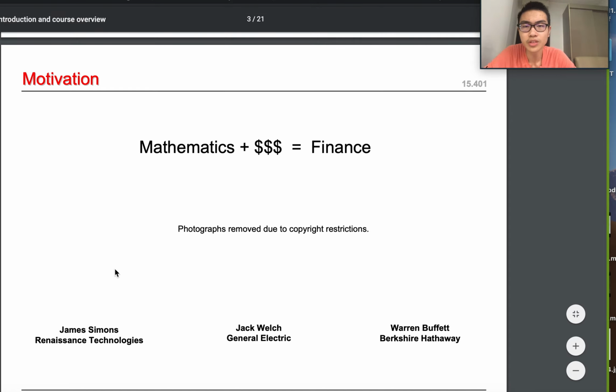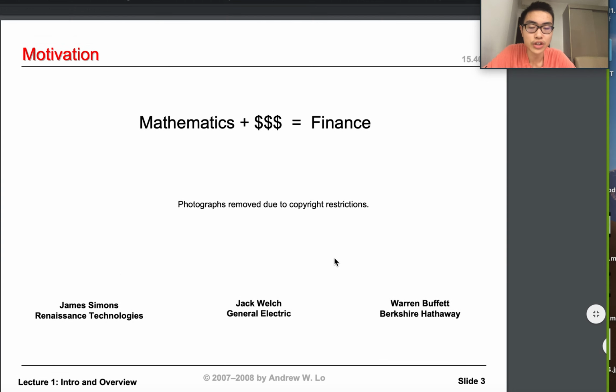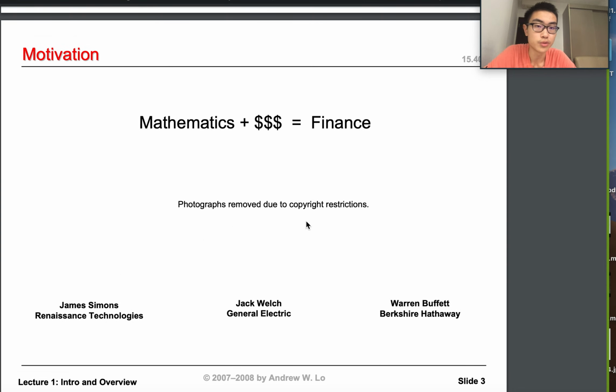I want to start with some motivation, but I know the photographs are removed due to copyright issues, and I want to introduce 3 different people to you. Let me look at my notes, sorry about that. So I'm introducing 3 different people to you. The first person is James Simons, the second person is Jack Welch, and the third person is Warren Buffett. These are 3 famous persons.